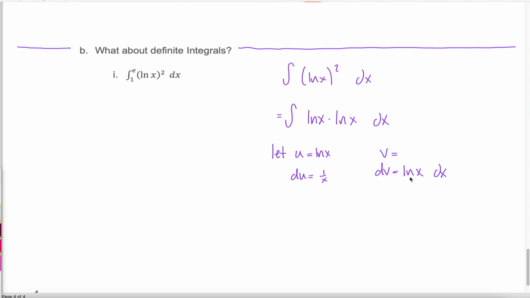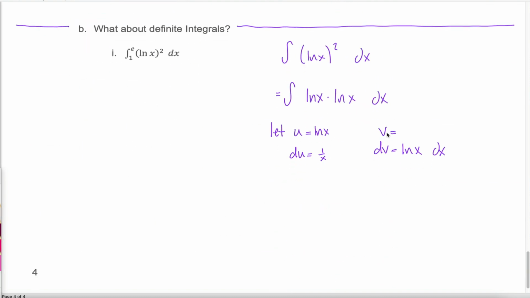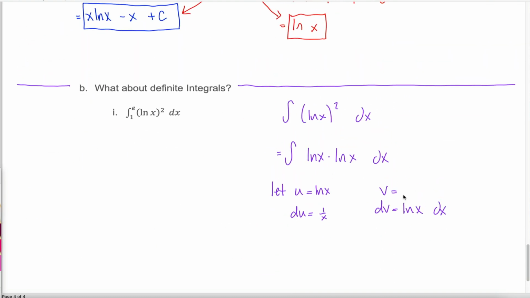And then I'd have to figure out v. And that's a little bit challenging because generally the antiderivative of natural log of x is really hard to figure out. But fortunately for us, we just did that up here. Just a minute ago, we figured out that the integral of the natural log of x is x natural log of x minus x plus c. So what I can write right here in v is x natural log of x minus x. I don't have to write the plus c.